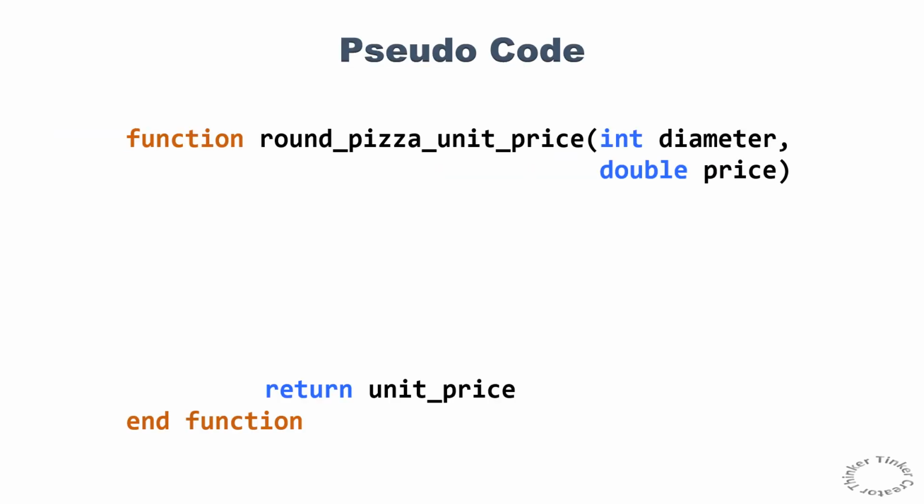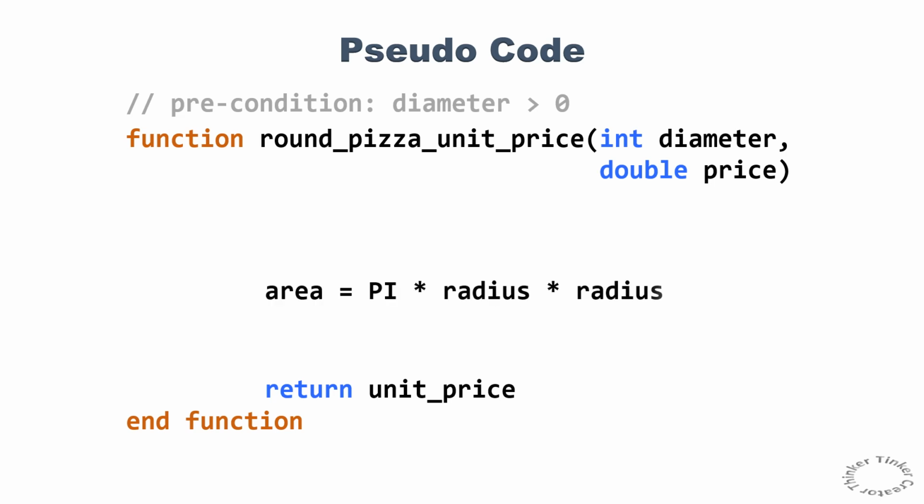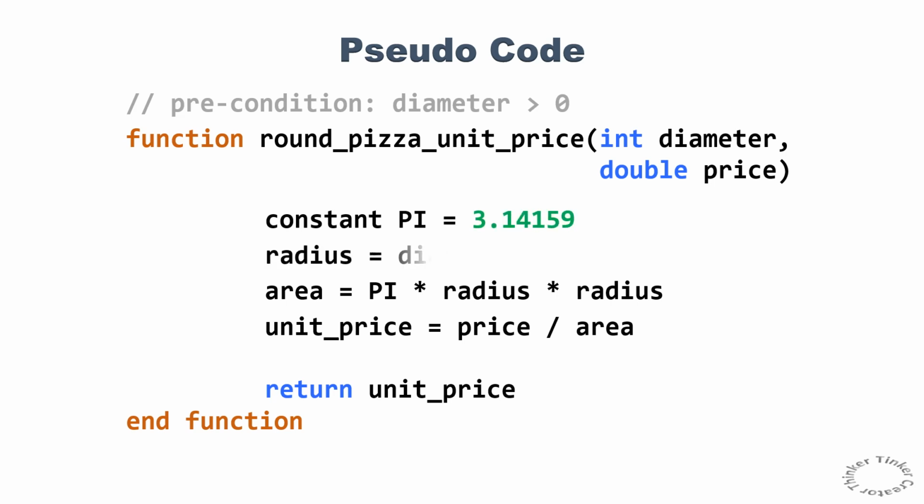Here is the pseudocode. It accepts diameter and price as input, and returns the unit price as output. Note that diameter is an int type because we have yet to see a round pizza with the size of a decimal number. Just like the pan pizza function, a precondition is set up to prevent division by 0. Inside the function, we calculate the area and the unit price. Pi is a constant, and radius is half the diameter. Take note, if we divide by 2 here, this becomes an integer division, which truncates any remainder. The correct way is to divide by 2.0.